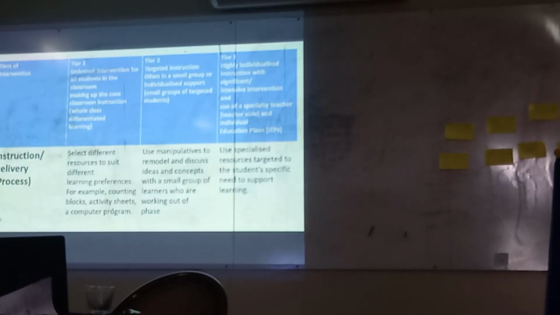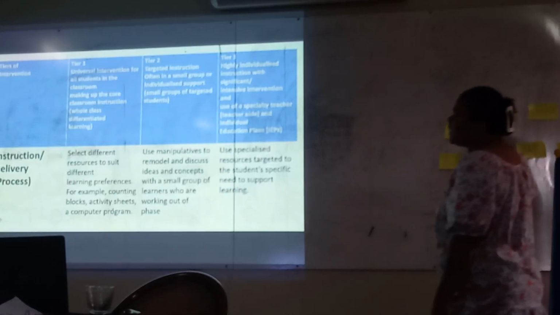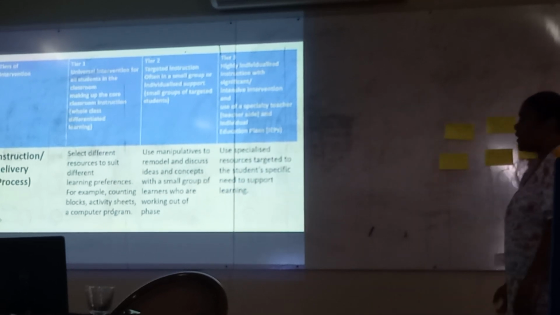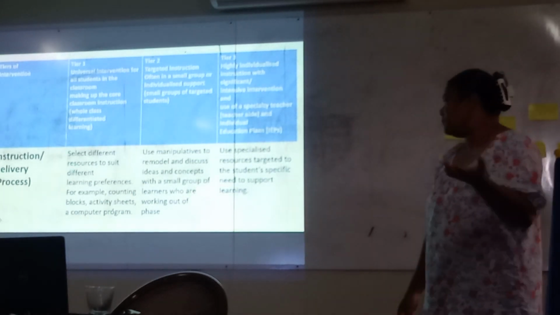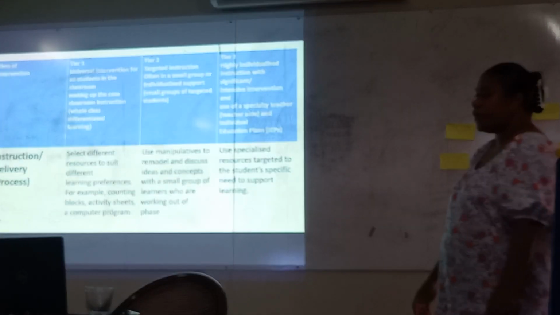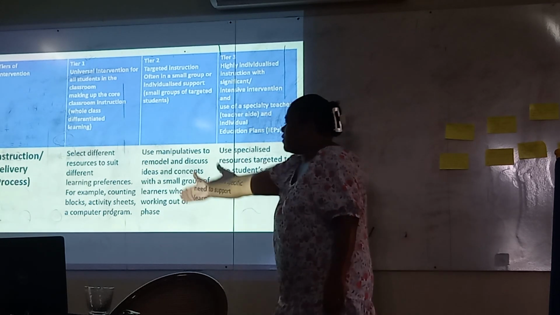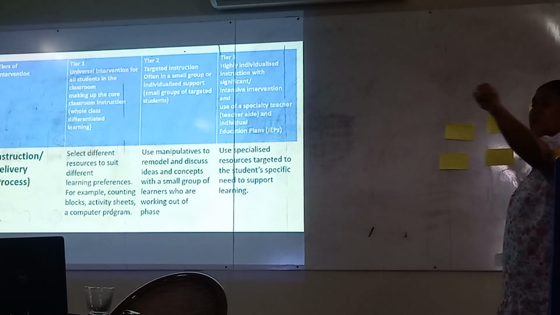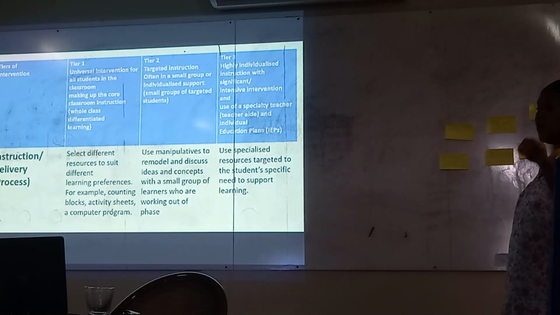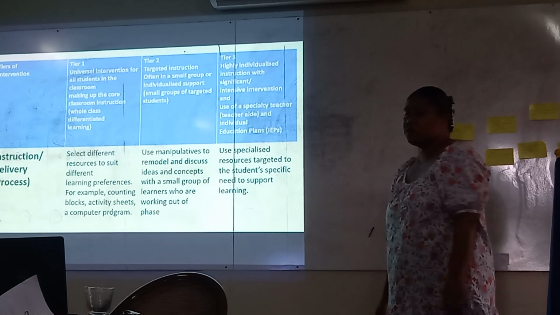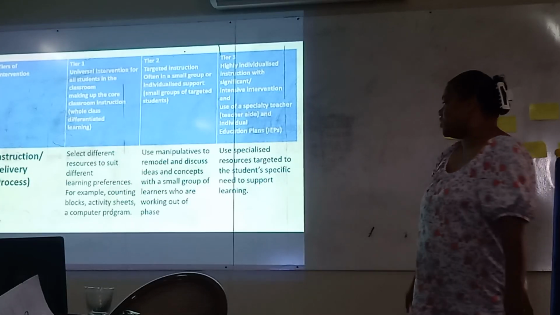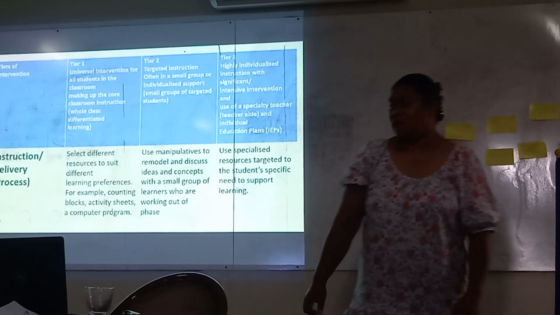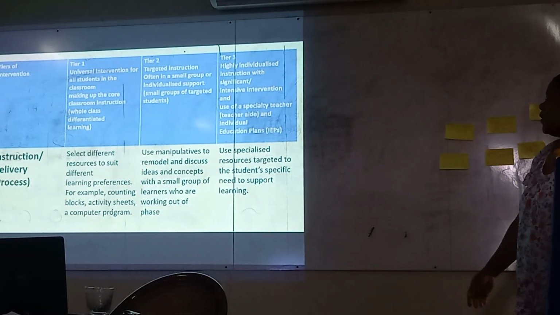Okay, the instruction, the delivery, you select different resources to suit different learning preferences. For example, counting blocks, right? Activity sheets or computer programs. Some of us will think, why can't we always give activity sheets for them to do? Right? Because children have different preferences of how they can do activities. Some can use manipulatives. Some you can give them activity sheets. Those that are computer literate, they would like to use those. Right? So those are the preferences.